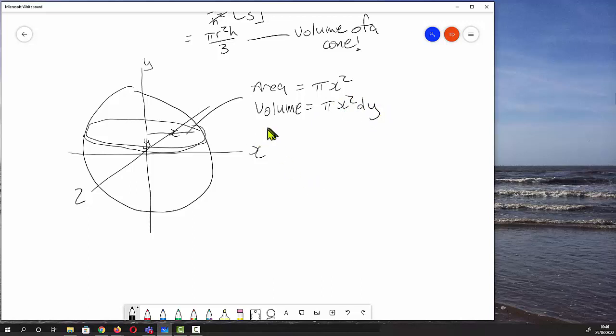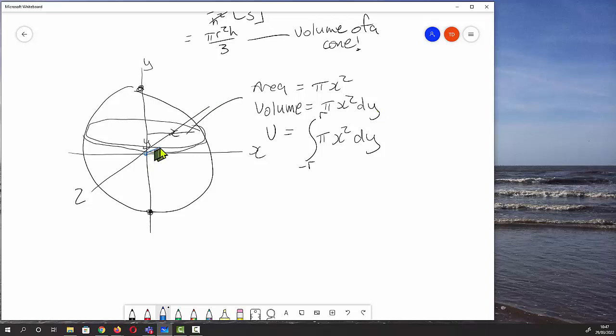So the total volume, I'll call that v, is equal to the integral of pi x squared dy from minus r to plus r, because here's minus r down here and here's plus r up at the top there, and I need to integrate from the very bottom to the very top. Okay, so I've got a problem as before, that I've got x, I want to integrate x squared dy, so I need to replace x with some function of y.